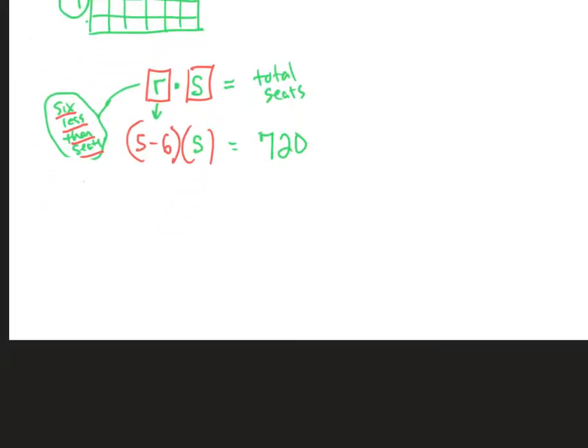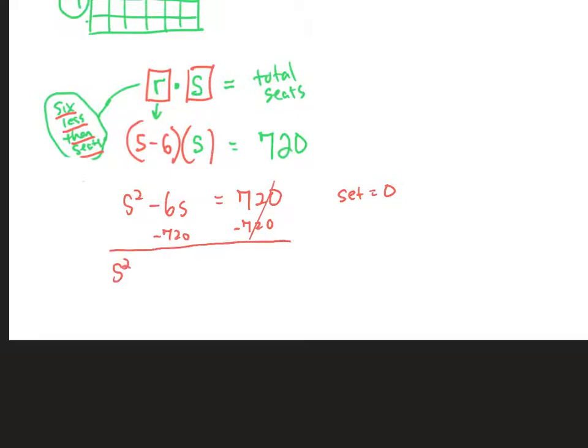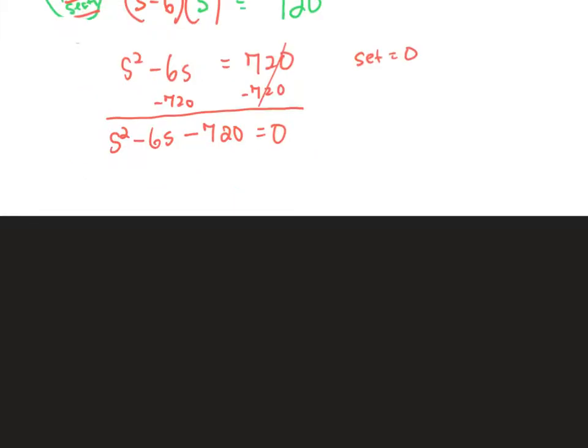Distribute that S. We've got S squared minus 6S equals 720. Set equal to 0, which means we're going to subtract the 720. So again, you could do the quadratic formula with A, B, and C, or if you know how this might factor, you can just do your 2 parentheses equal to 0. We know we'll have an S and an S.